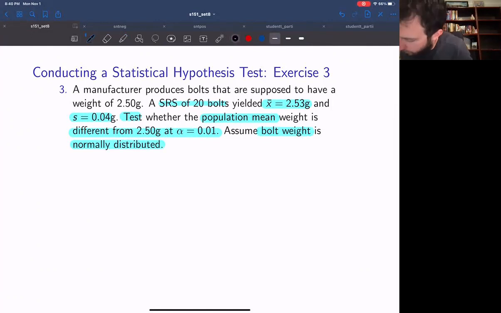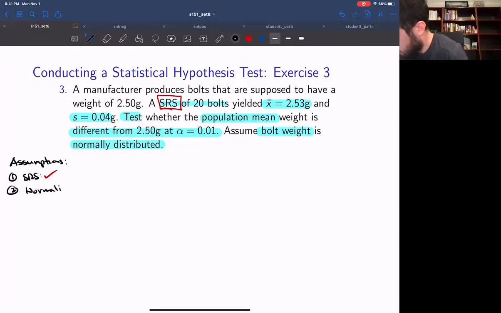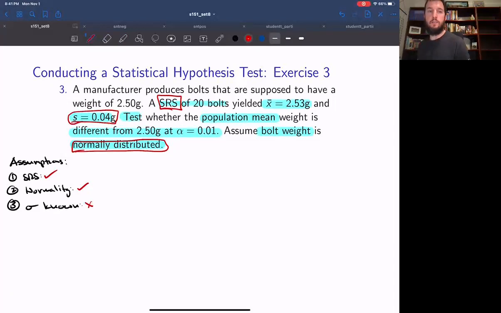So we start off with the assumptions. 1, SRS. This is good; we're told it's an SRS. 2, normality. This is good; we're told bolt weight is normally distributed. 3, sigma known. This is clearly not good because we're given sample standard deviation, not sigma. So all that means is that we're going to use a t-value rather than a z-score.